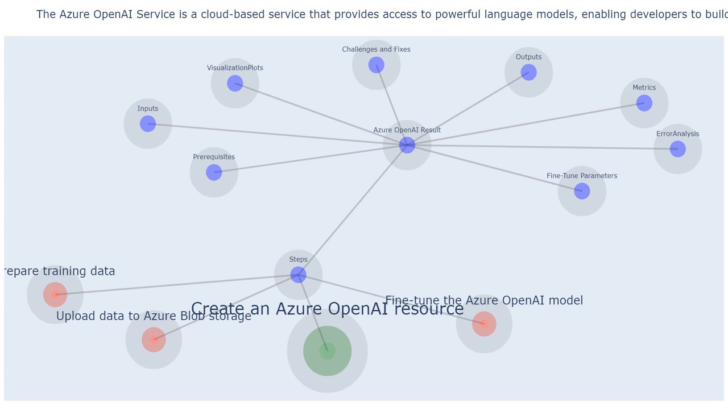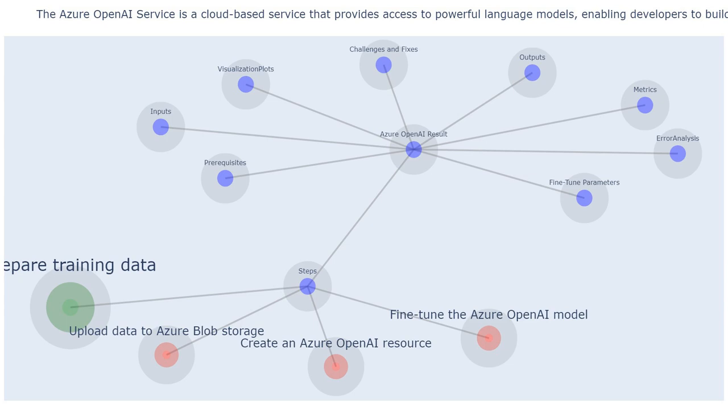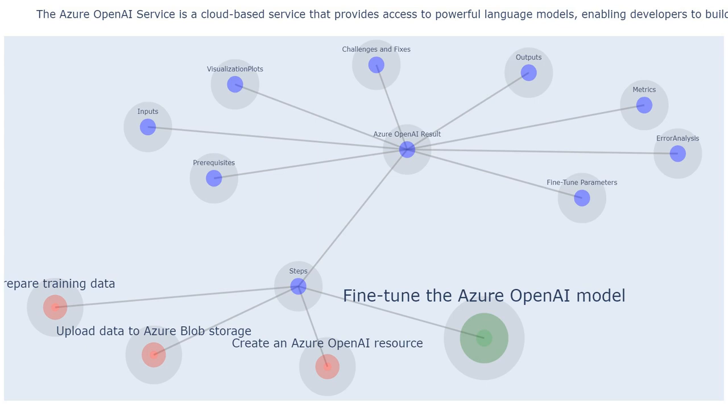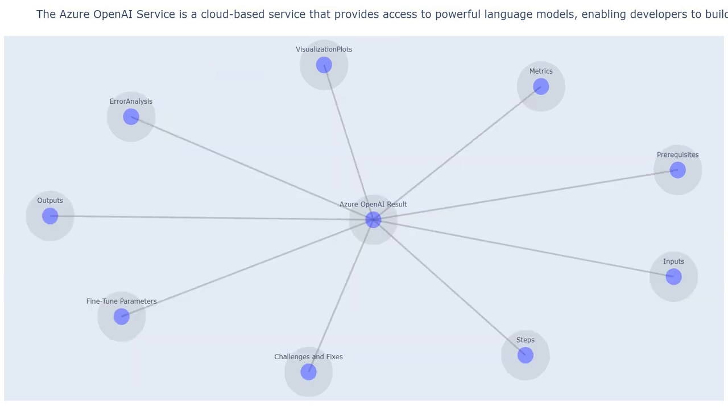Steps. Creating an Azure OpenAI resource involves setting up an Azure OpenAI service instance and configuring it with the desired language model. Preparing training data involves collecting, cleaning, and formatting data that aligns with the desired task and language model. Uploading data to Azure Blob Storage ensures efficient access and storage of the training data for the fine-tuning process. Fine-tuning the Azure OpenAI model involves training the model on the prepared data, adjusting its parameters to improve its performance on the specific task.